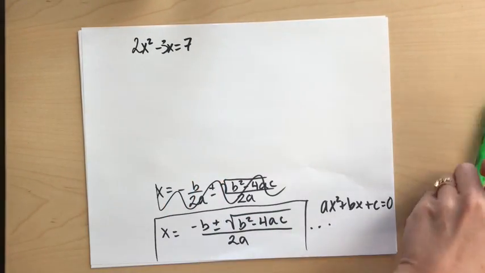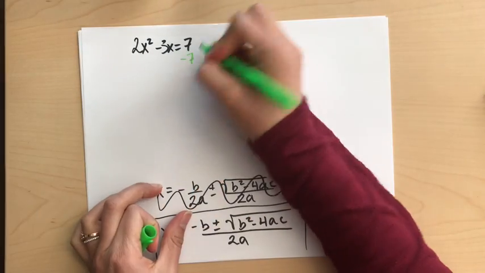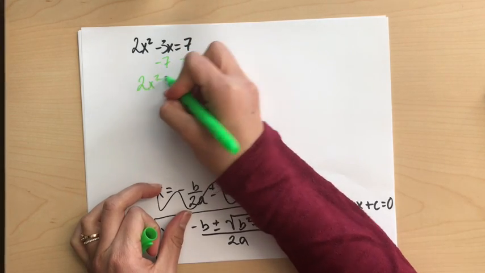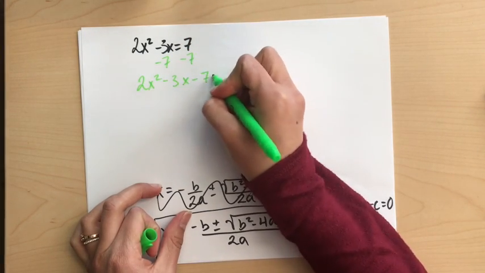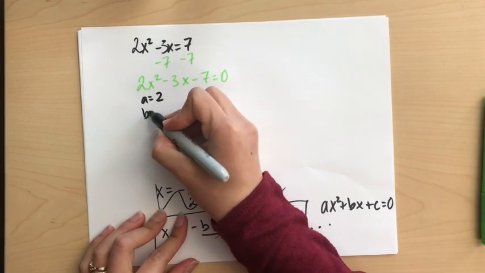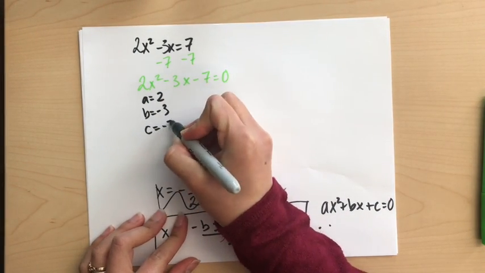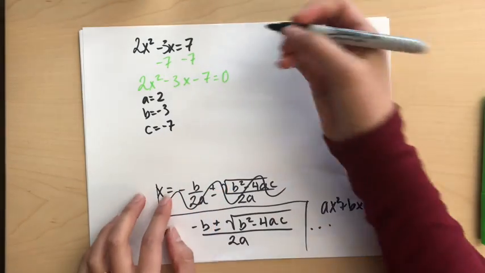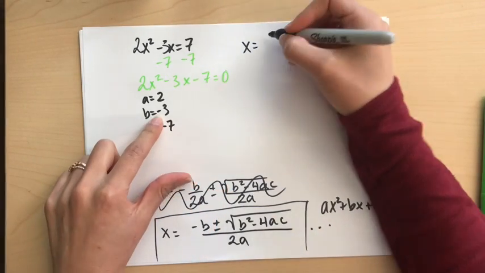So suppose I have this equation, 2x squared minus 3x equals 7. The first thing I would do is move the 7 back, because we're not completing the square, we're trying to use the quadratic formula, so that I can have a is equal to 2, b is equal to negative 3, and c is equal to negative 7. Okay? We're going to watch carefully those negative numbers.